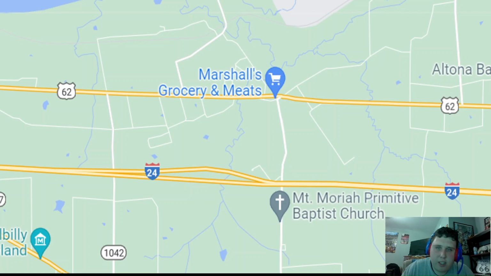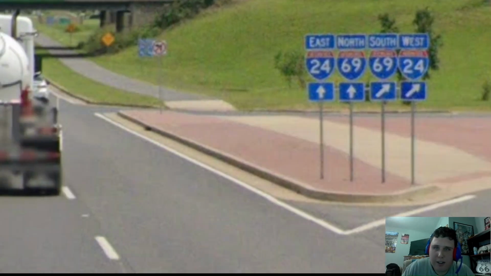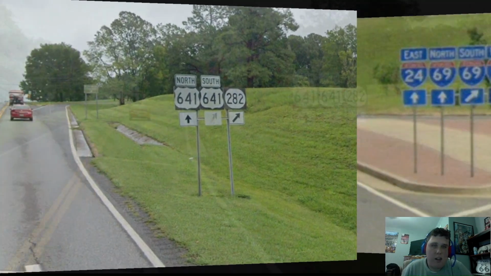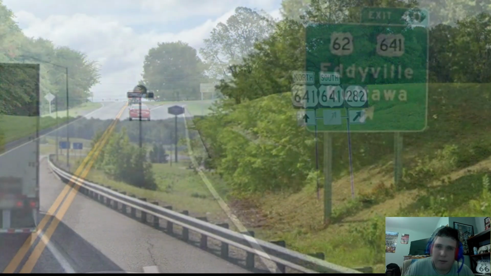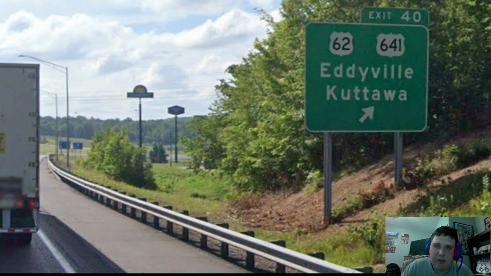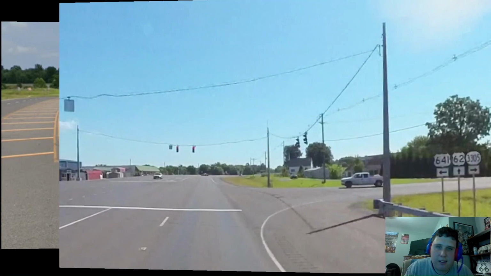And in this part of Kentucky, US 62 actually parallels Interstate 24. Here we're meeting Interstate 69 and Interstate 24 once again. And for the second time on this channel, we're meeting US Highway 641, and 641 is going to be concurrent with US 62. This is on Interstate 24 and 69, and 62 and 641 are signed for Eddyville and Cutwa. And here's US 641 splitting off from US 62, as US 62 continues northeast of here.